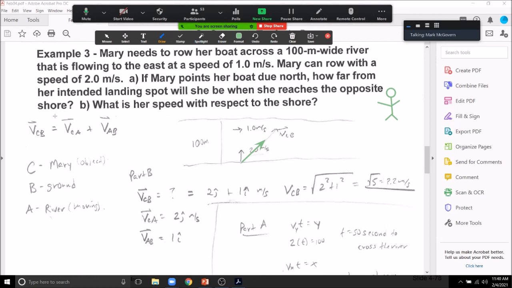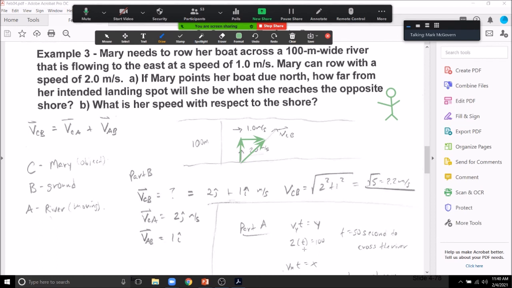Now, how far from her intended landing spot is she going to be? So basically, I'm asking myself this. How long does it take to go across the river? Because remember, this vector that I drew here is a combination of her trying to go north and the river pushing her to the east. So the question becomes this. How long is it going to take her to cross the river? Because in that amount of time, she's drifting east.